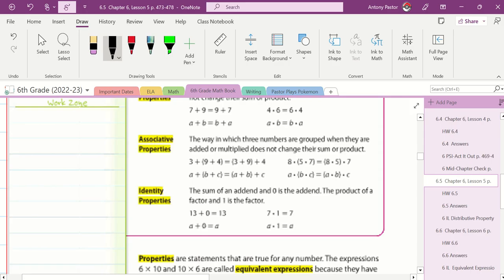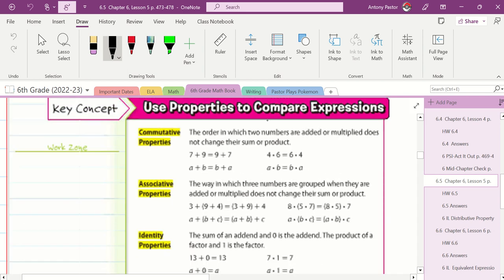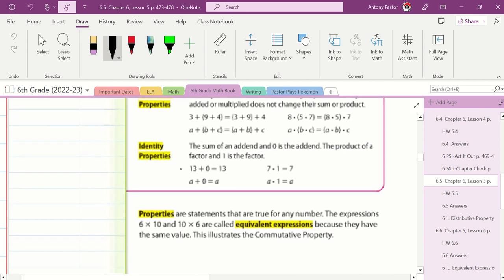So the associative property is talking about 3 numbers grouped in addition or subtraction. Commutative property is talking about just 2. The identity property is the sum of an addend and 0 is the addend. The product of a factor and 1 is the factor.